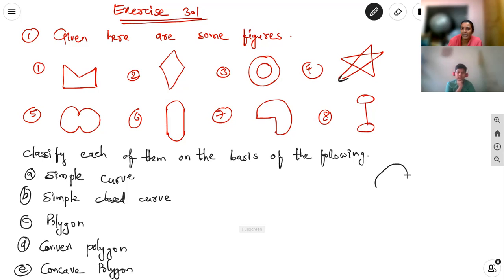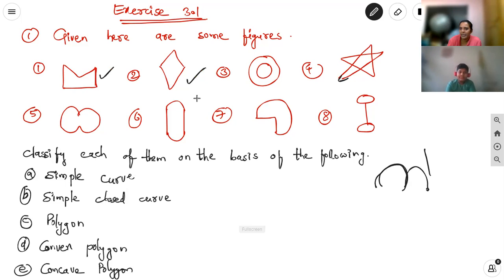A curve is nothing but any joining of the points that is not a straight line, not a line segment. When we draw the joining of the points, we make a curve. If straight lines or curves are involved, that is nothing but the shape, not a line. Here this is a simple curve, because joining of the lines is a simple curve.